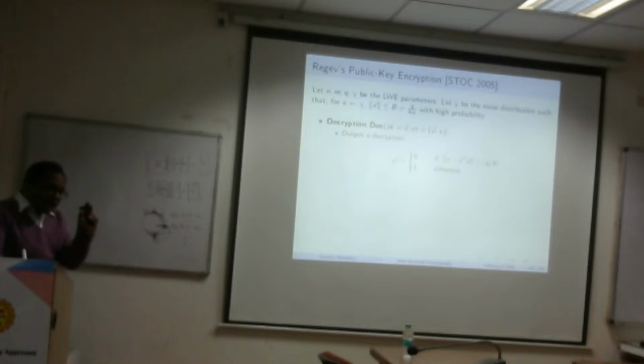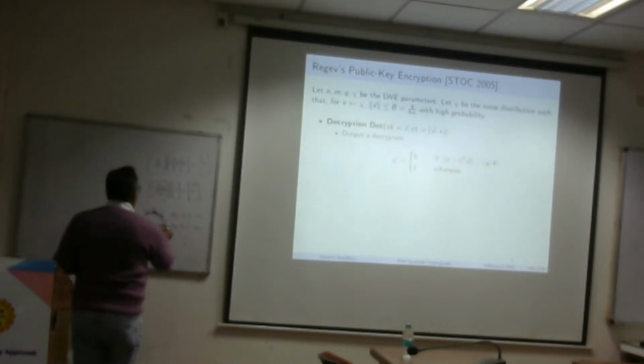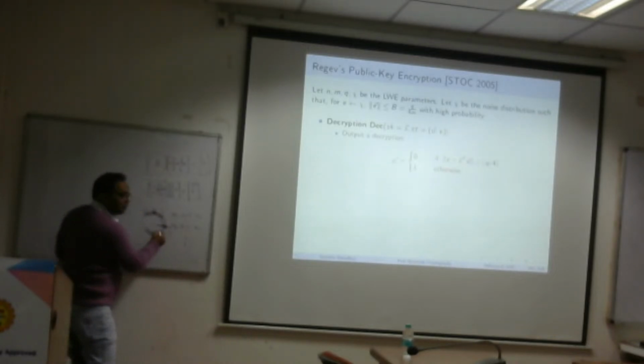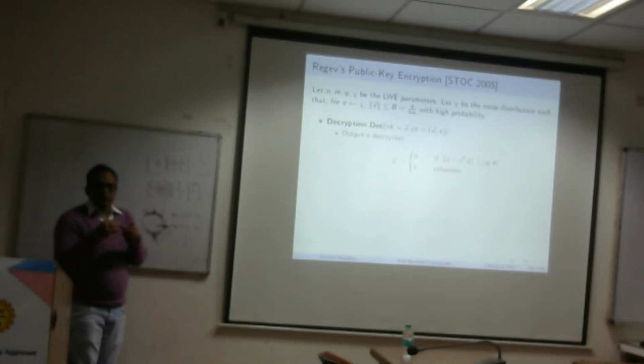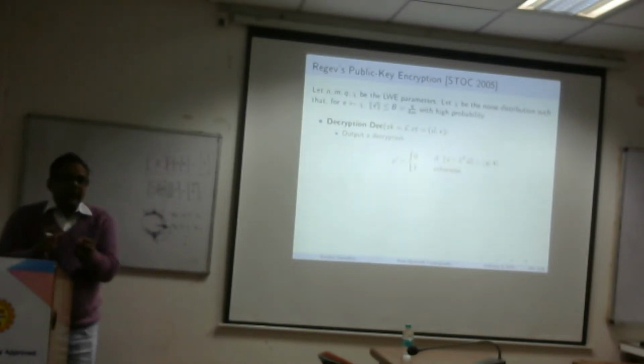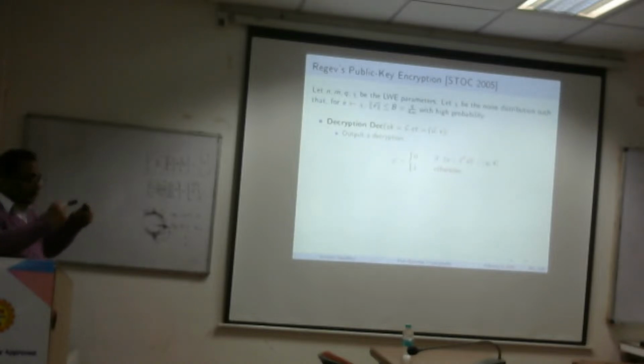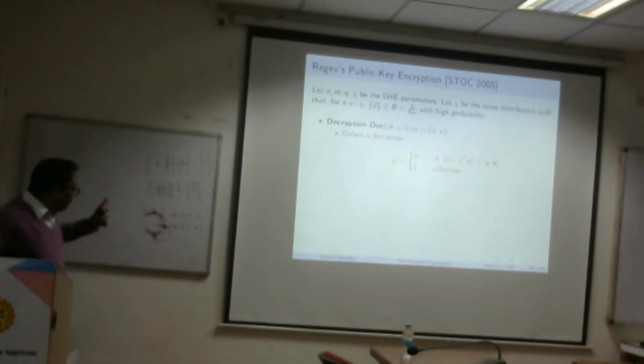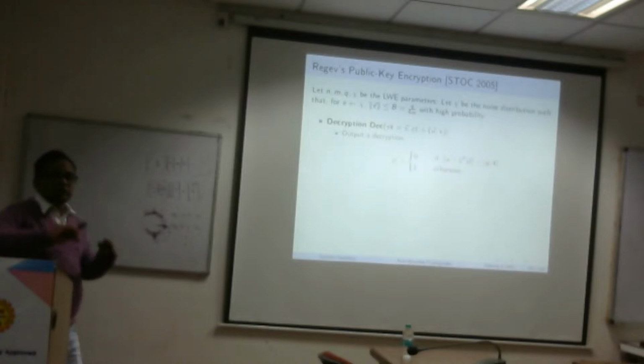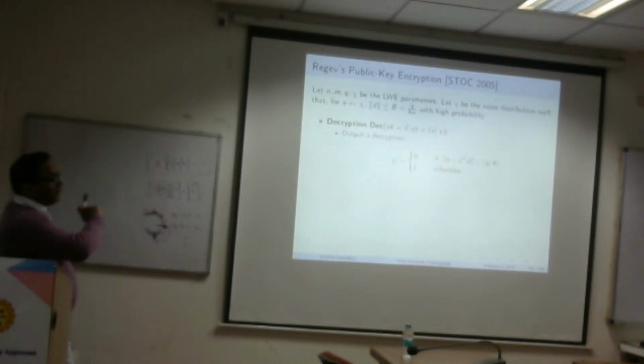So if I can make the error small, then I will be falling either in this range or in this range on that circle, mod Q. If I am close to 0, then I will say my encrypted bit was 0. If I am close to Q by 2, I will say my encrypted bit was 1. So 1-bit encryption can be done in this manner.